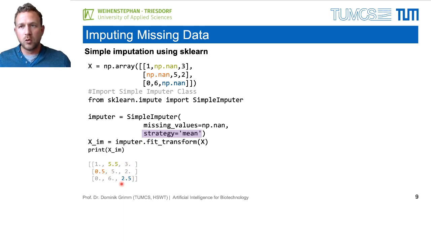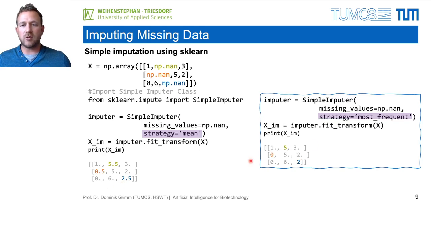The same, of course, we can do by using the most frequent strategy. So we just change here the strategy to most frequent, and then you see that the result differs. Then we have here a 0 instead of 0.5. Here we have 5, and here we have 2. So using sklearn and the SimpleImputer class, we can simply impute our data and replace missing values by either the mean or most frequent value. What's important to mention here is that when we do imputation, we always do it on the training data.